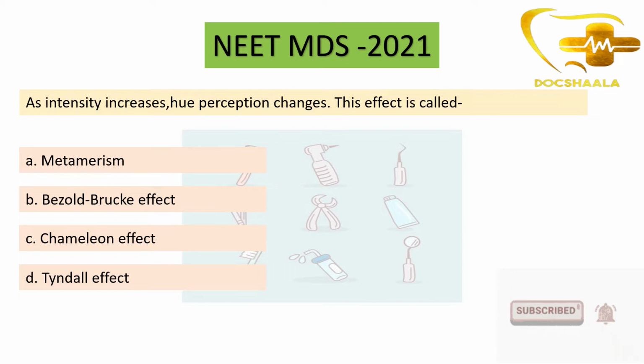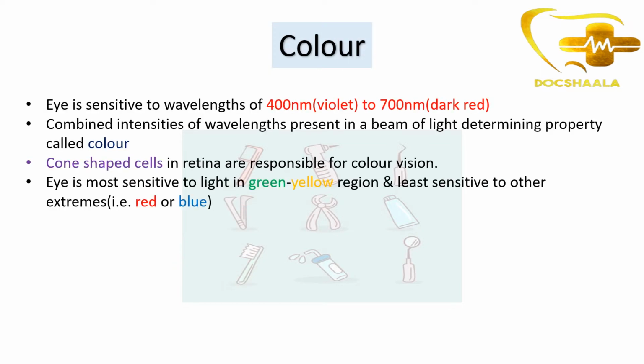So let us just look at what is hue and other dimensions of the color so that we can have a brief overview of that. Color is nothing but what we perceive. The eye is sensitive to wavelengths of 400 nanometers for violet and 700 nanometers for dark red color. Combined intensities of wavelengths present in a beam of light determine the property called color.